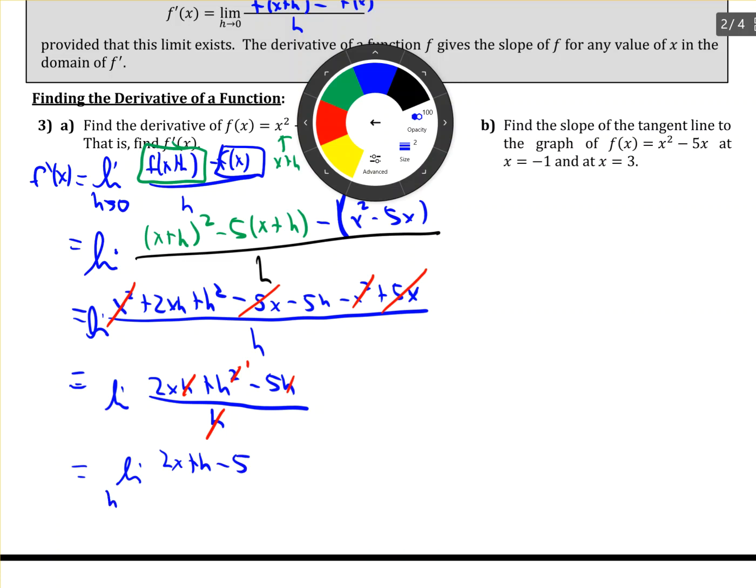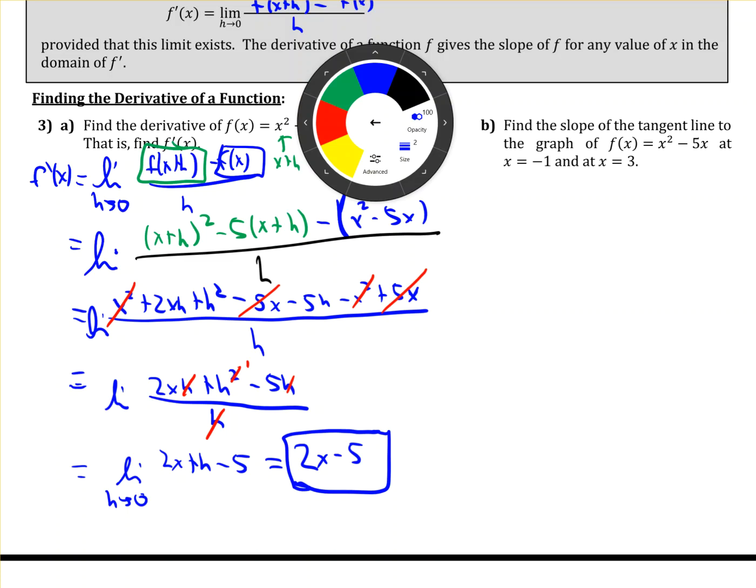And remember, that limit is h goes to 0. So notice what happens as h goes to 0? Well, that equals 2x minus 5. Now, when we're talking about the derivative as a function, it's okay for it to have an x in it. Most times it will. If it's a line, it won't, but most times it will.